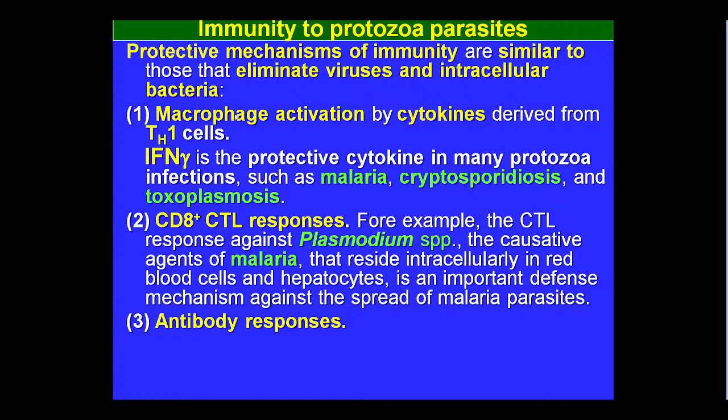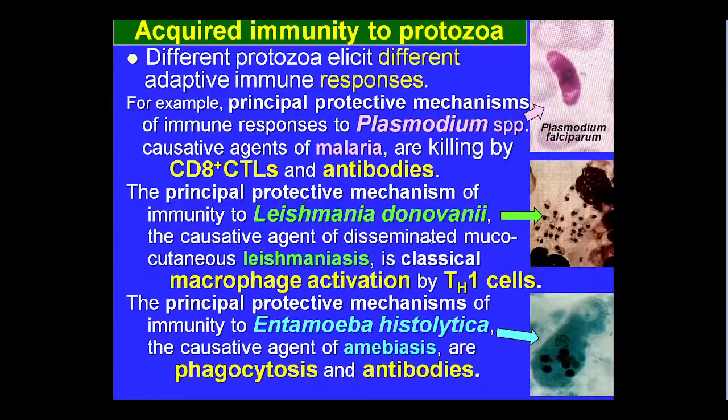T helper type 1 response activates macrophages and cytotoxic CD4 cells that may destroy protozoa-infected cells. Macrophages may destroy protozoan organisms directly. Antibody responses may be important, but the importance of antibody is lower. The important part is macrophage activation by T helper type 1 cells and cytotoxic lymphocytes. It means immune responses protective against parasites are mostly associated with the cellular Th1 immune response.